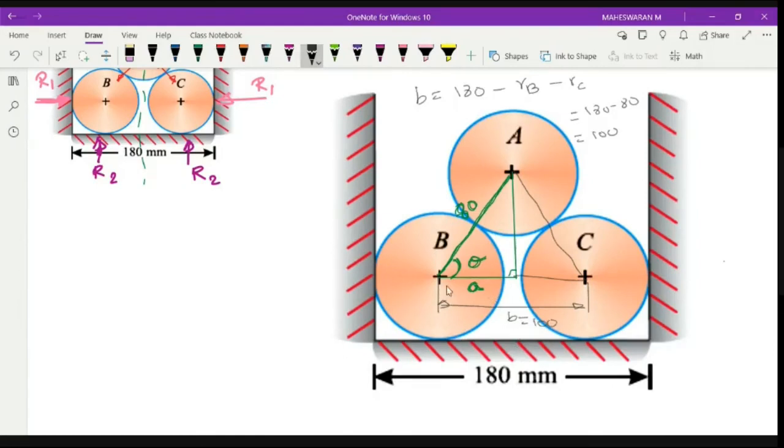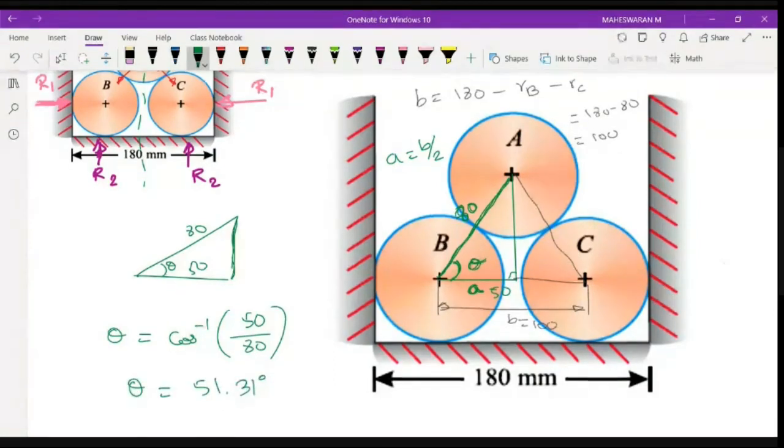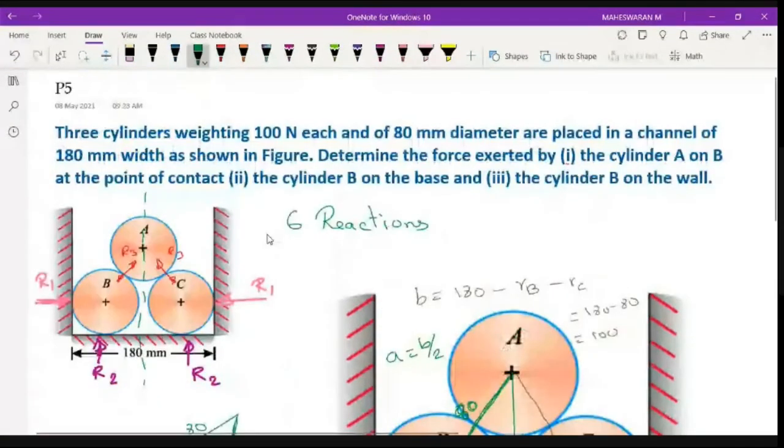What about A? 50, sir. So A is B by 2, half of it, which means A is 50. Now I got a right angle triangle which has 80 and 50, so you can identify your angle theta. Theta will be equal to cos inverse of 50 by 80. What is your angle theta? 51.31 degrees. Okay, now we will proceed one by one.